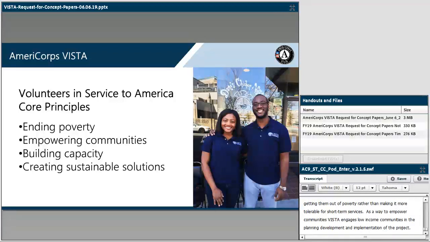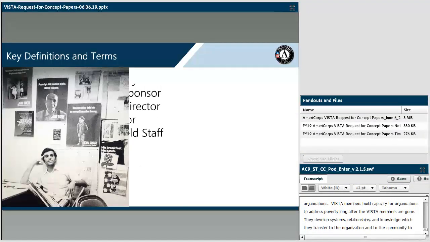To build capacity, VISTA members strengthen, expand, and increase the reach of anti-poverty organizations and programs in coordination with their staff and volunteers. Capacity building is a unique feature of the VISTA program, and it is a resource that's much needed in community organizations. VISTA members build capacity for organizations to address poverty long after the VISTAs are gone. They develop systems, relationships, and knowledge which they transfer to the organization and to the community to sustain them over the long term.